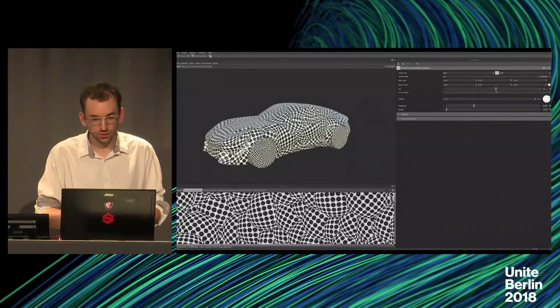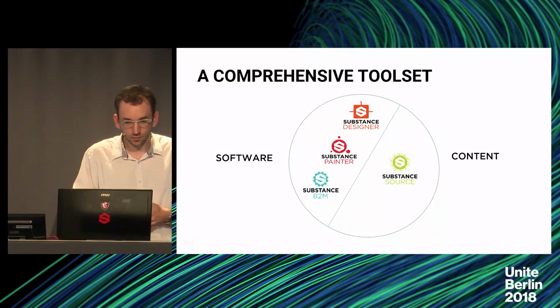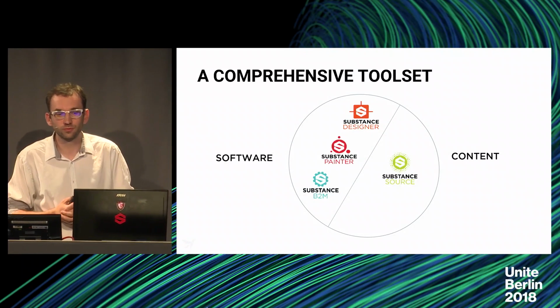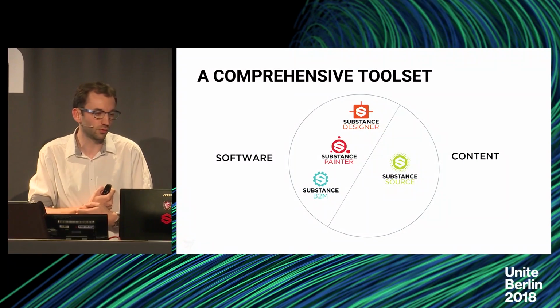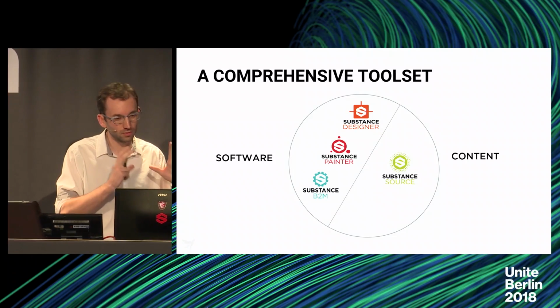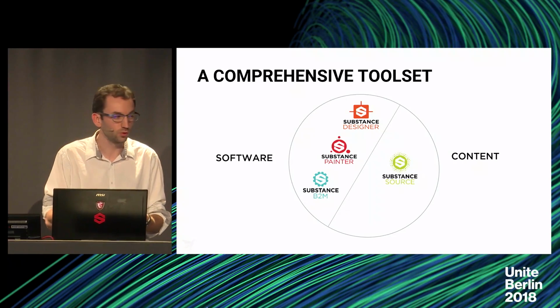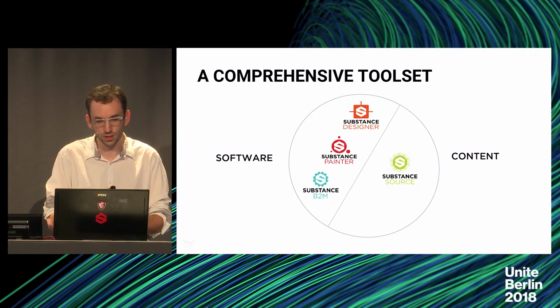So how are we making those kinds of materials? We have both software and content. About software, we have two main pieces of software. Substance Designer, that is focusing on material creation. Substance Painter, that is focusing on 3D painting, how you apply and paint those materials onto the objects.